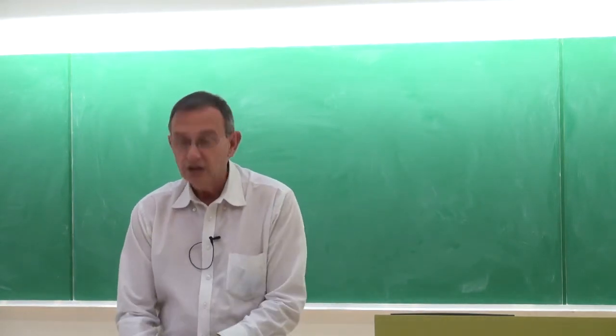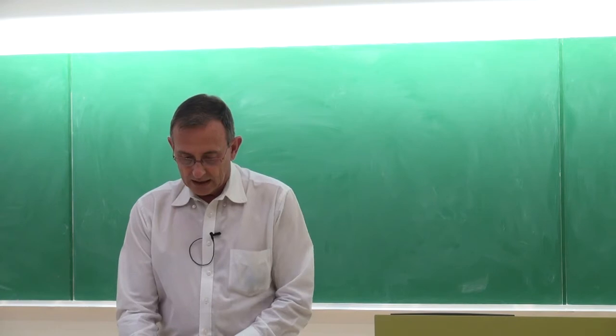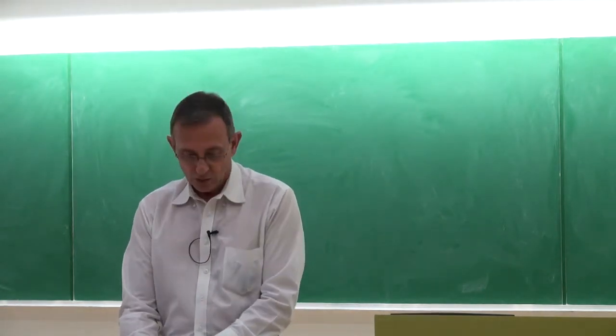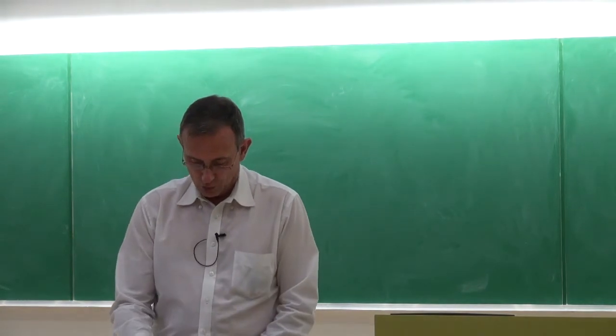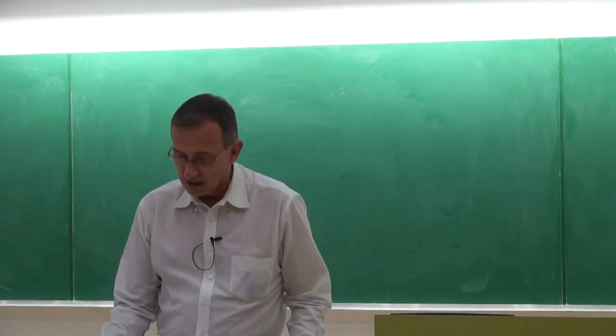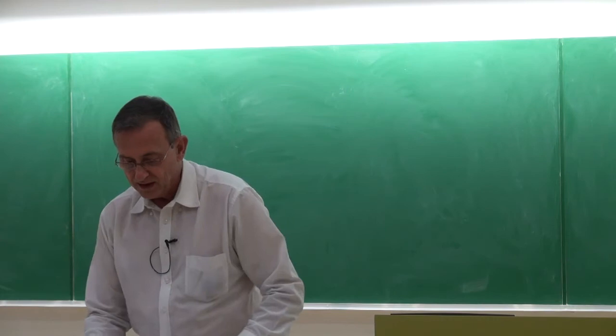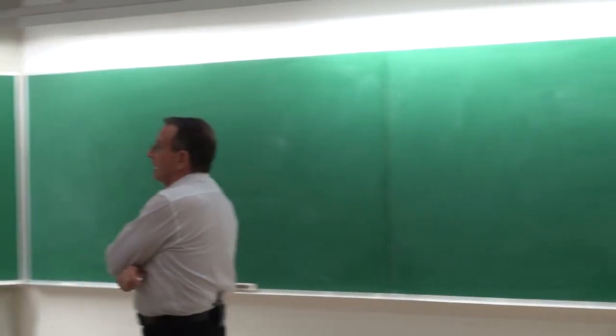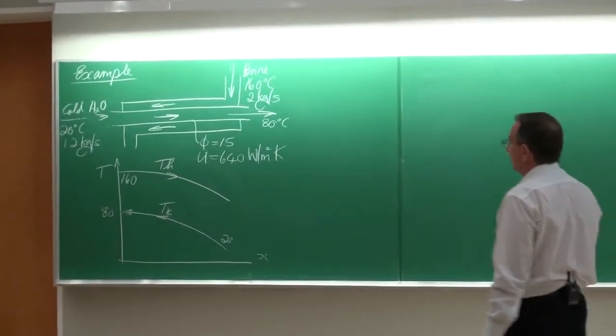We're going to continue with Chapter 11 on our course in Heat and Mass Transfer, Chapter 11 on heat exchangers. The textbook we are using is the textbook of Cengel and Ghajar. We've done the theory of the effectiveness NTU method, and we are going to do an application now.